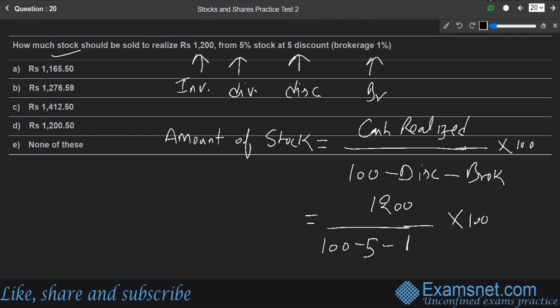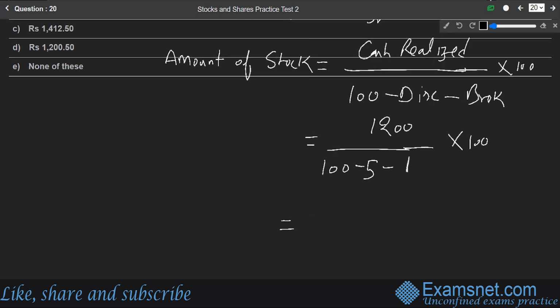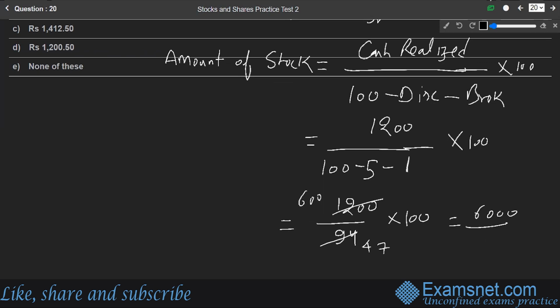So clearly we need to solve this particular thing. If we solve this, it becomes 1200 divided by 100 minus 5 minus 1, which is nothing but 94, into 100. We can cut this down by 2 easily. So it becomes 600 over 47, into 100, that is simply 6000 divided by 47.